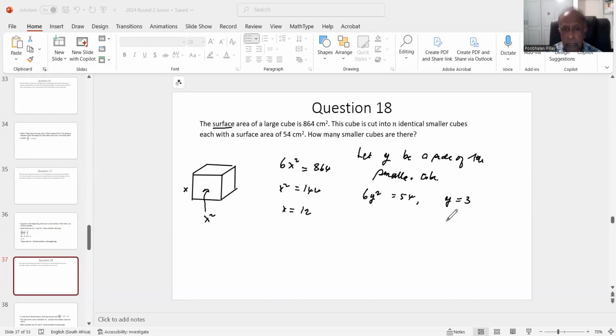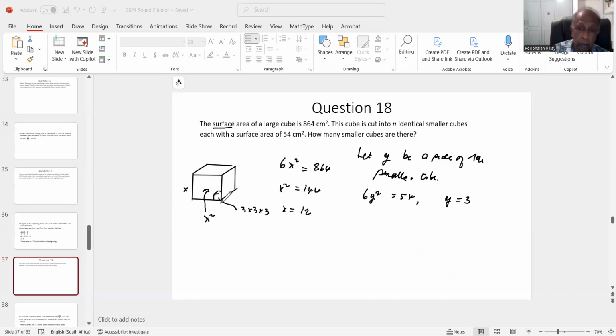All right, so these smaller cubes, you put them together and they're cut into these. So how many smaller cubes are there? The smaller cube is 3 by 3 by 3, because we just saw that the side is 3. So you want to know how many there are altogether. So you really have to find out how many cubes.